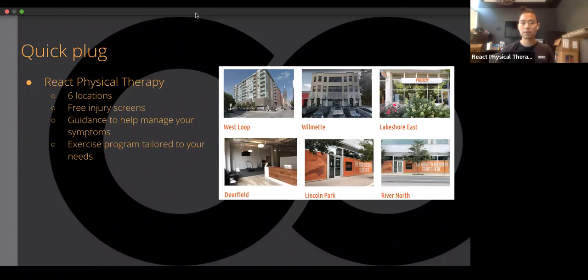Right, but with physical therapy, you'll have some guidance to help manage your symptoms. It doesn't even have to be a shoulder thing. It can be anything. And you'll also get an exercise program that's tailored to what you need. Again, I would be testing different strength, and then giving you exercise to help strengthen you and balance you out accordingly.